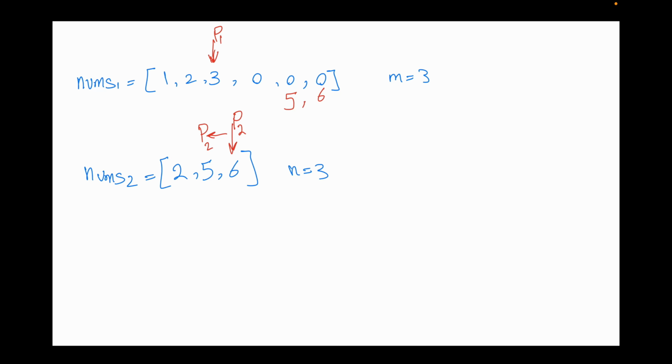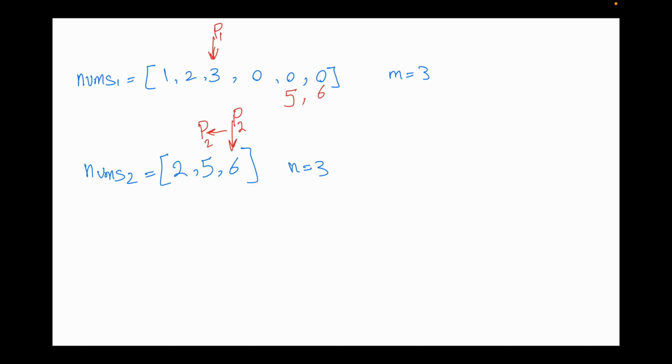So we need one pointer at the end of nums1. Let's write p3 here, and let's start from scratch. We have p2 here. Okay, so we start to compare the value at p1 with the value at p2. We can see that 6 is greater than 3, so we put 6 here.